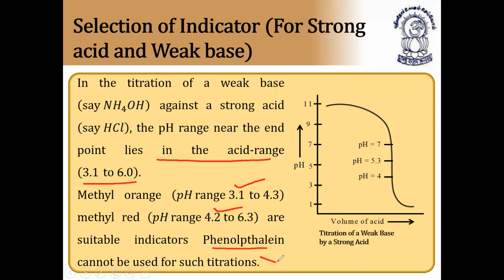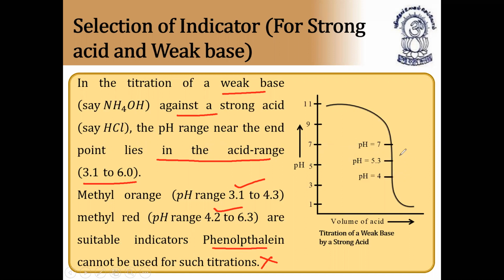Phenolphthalein cannot be used for such titrations because the end point should be in the range. So for the titration of a weak base against a strong acid, phenolphthalein cannot be used as an indicator. Only methyl orange and methyl red can be used, because the end point lies in the acid range, 3.1 to 6.